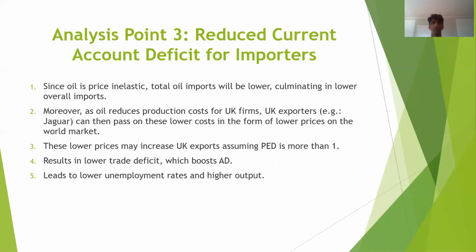And then what we can do is we can develop that further by saying, well, what is the implication of that? Well, the implication is that if PED is more than one, meaning that if UK exports are elastic, that means those lower prices that UK exporters are charging would result in more export revenue. So great, we have more exports and lower imports, which means our net exports are higher, which means we have, by definition, reduced the trade deficit. And since net exports is a component of aggregate demand, we would experience a rightward shift in the aggregate demand curve, culminating in a lower unemployment rate and a higher output.